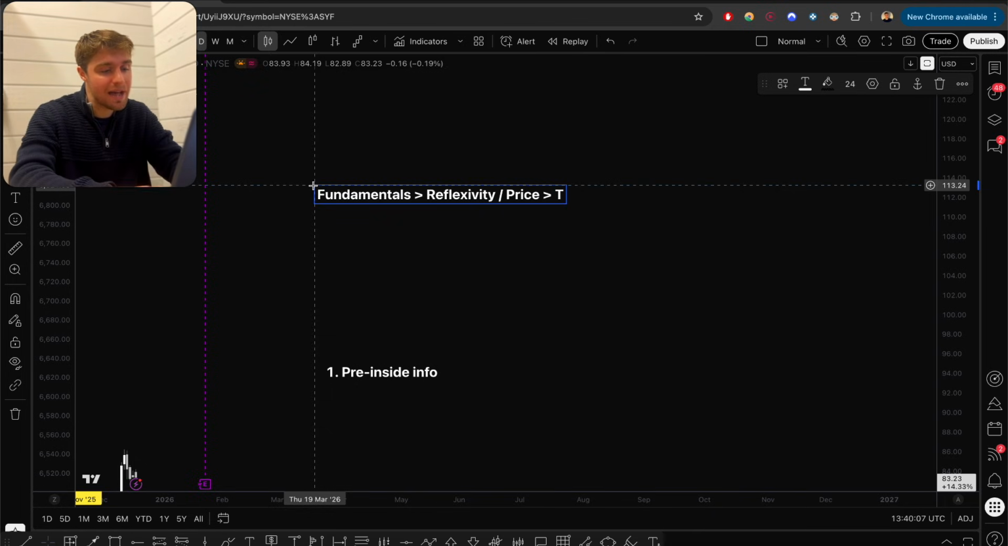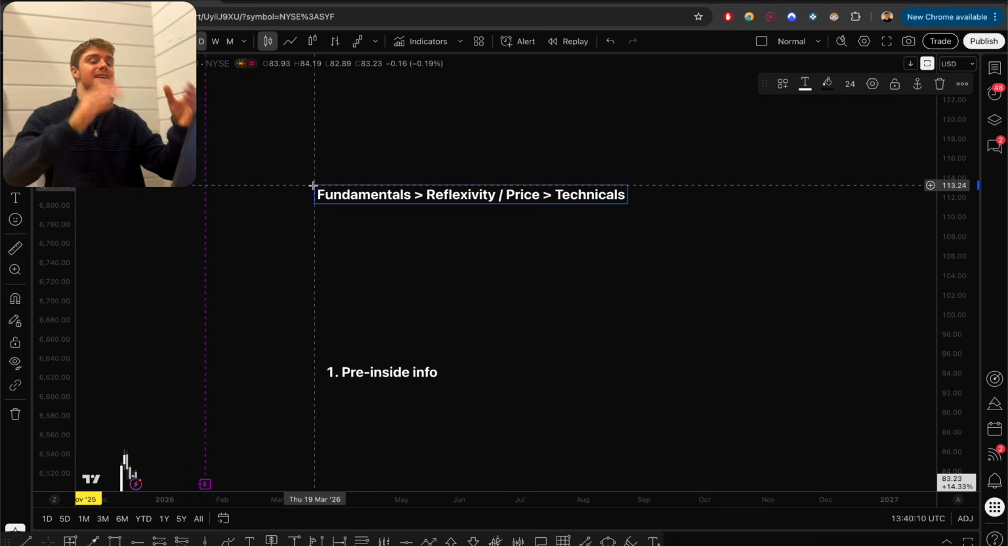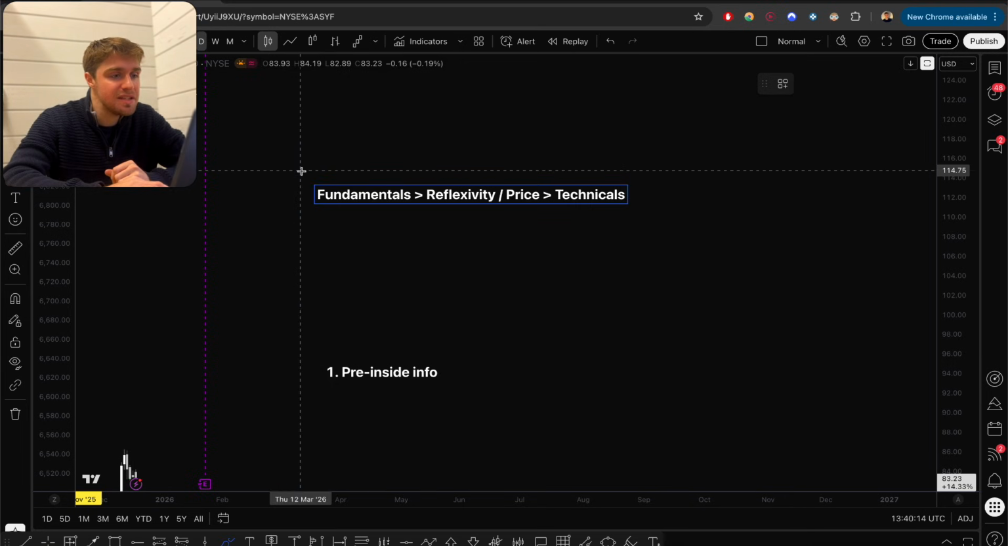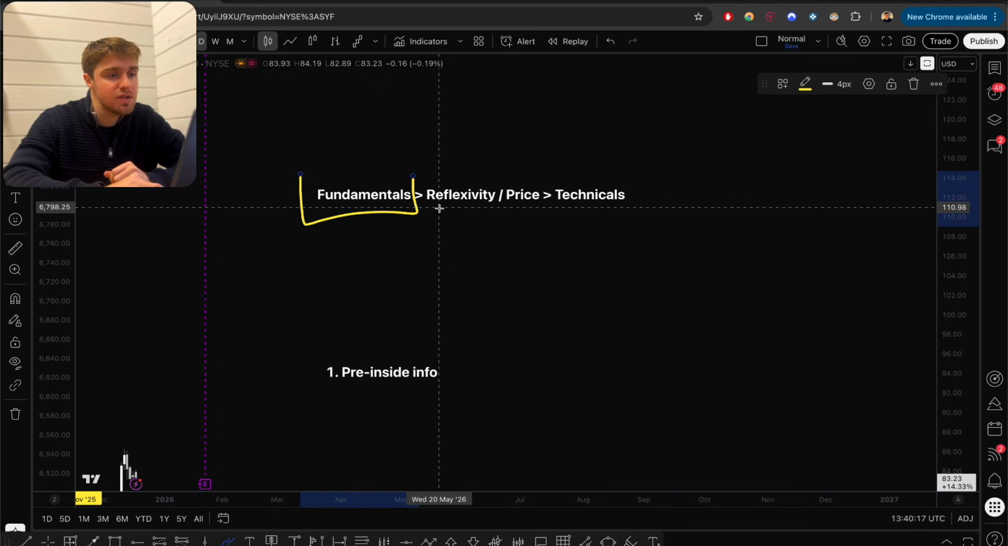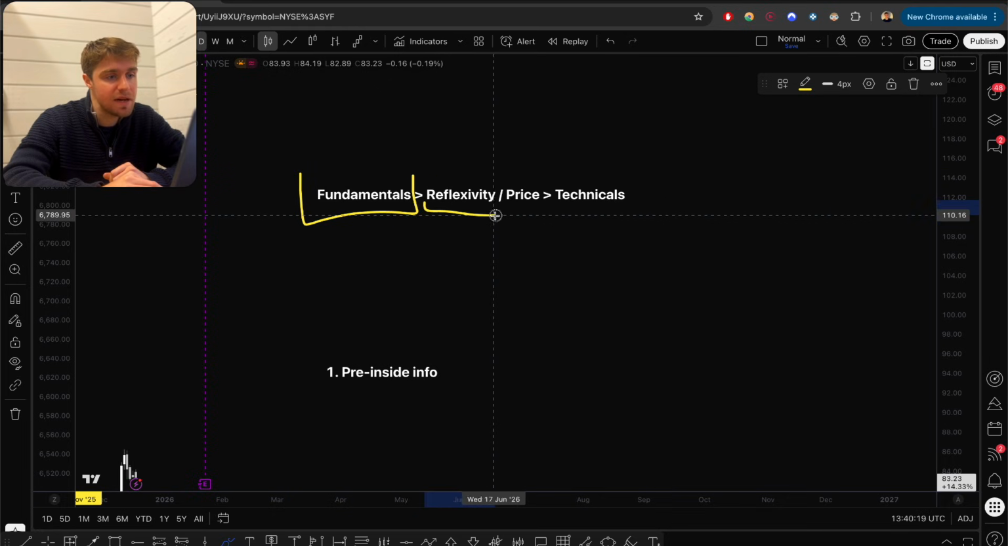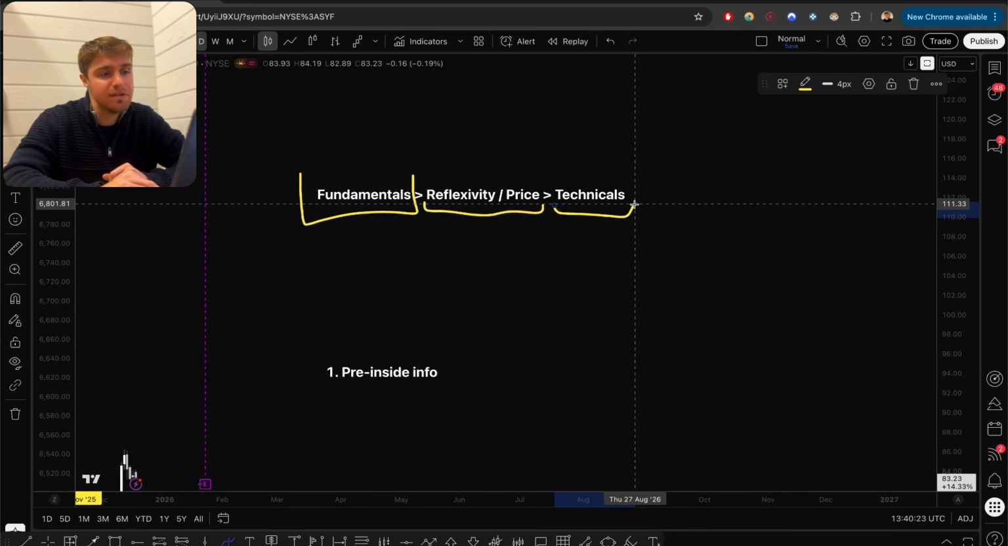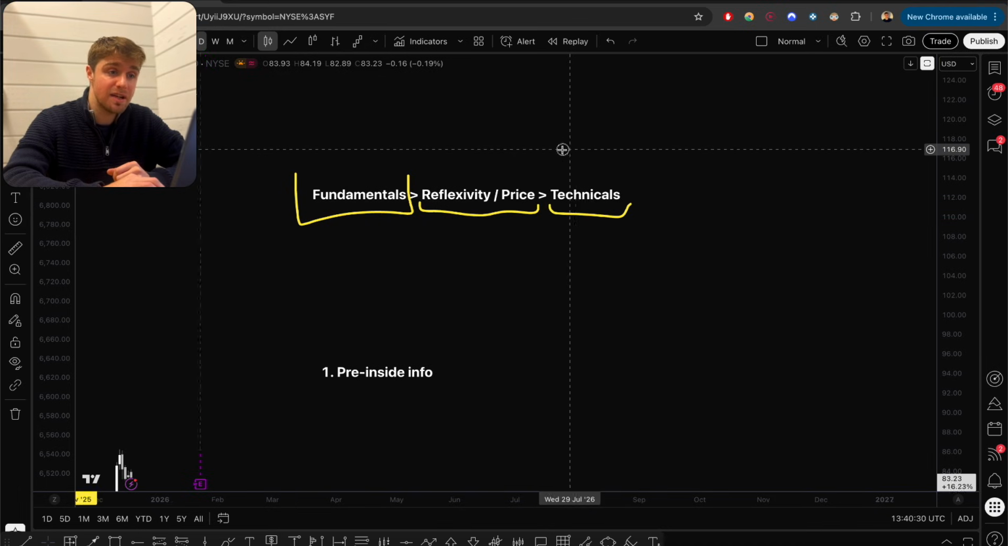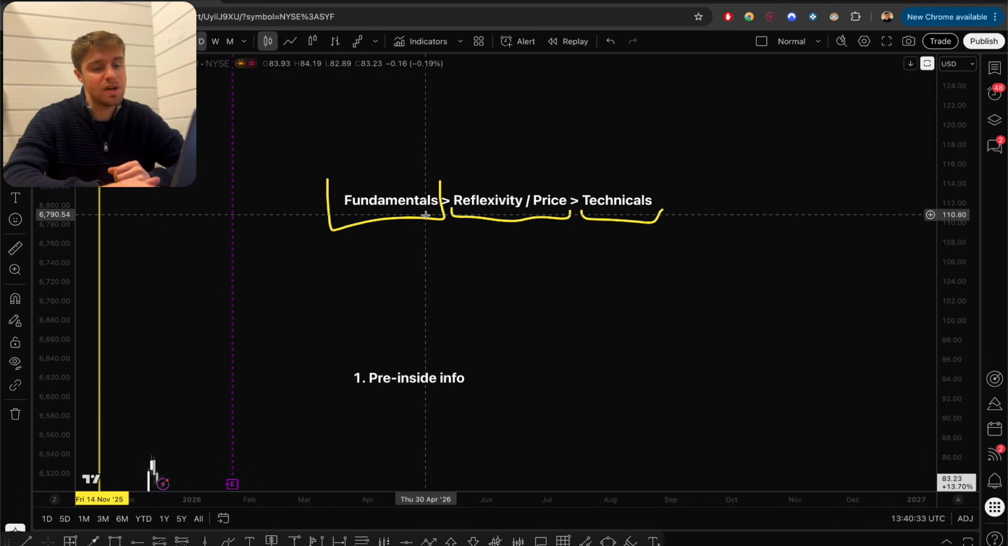And then from there, we have the technicals, right? This is the flow of how things go. As a general rule, fundamentals are the most predictive, reflexivity is semi-predictive, and definitely edges can be made here, and technicals are going to be pretty much entirely reactive. And so the best directional picks and methods of picking direction that I've ever found are going to skew more towards the left side of this equation.